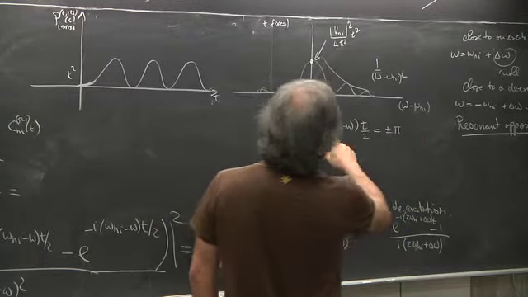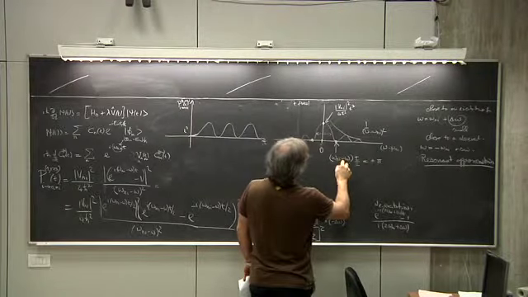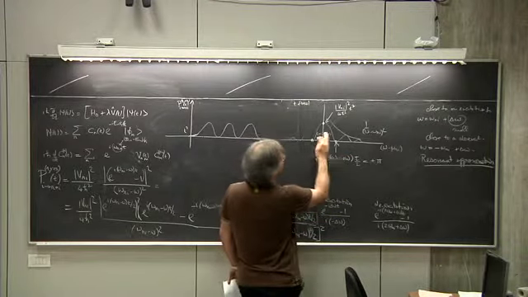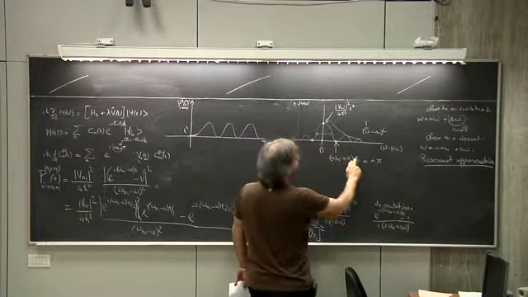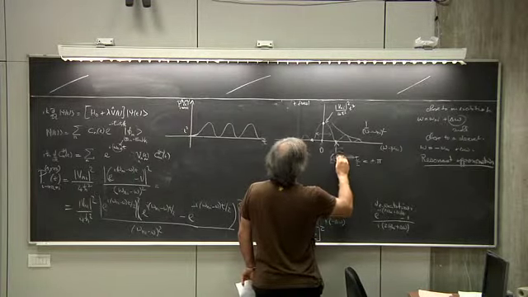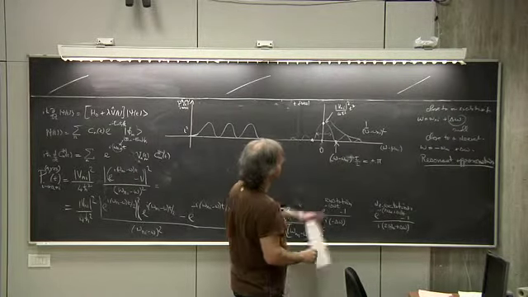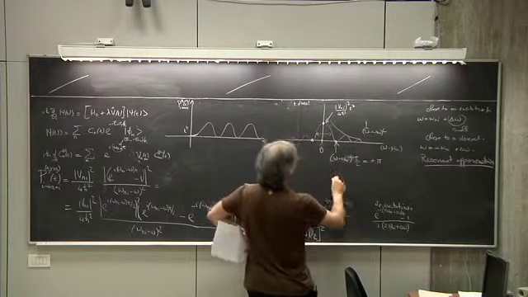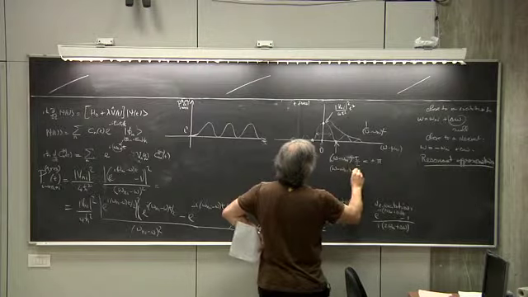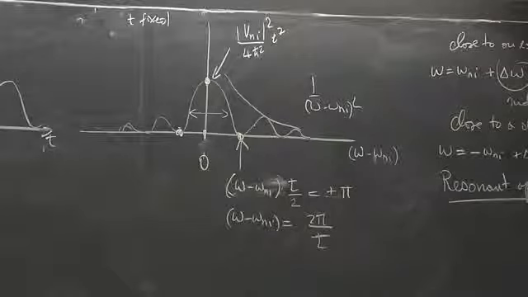Okay? So let us do the case where omega is greater than omega ni, so the positive case. Then you immediately see that this difference here, I write it better, omega minus omega ni times t is equal to pi. Okay? So this object here, omega minus omega ni, should be equal to 2 pi over t. Okay? So that's very important.